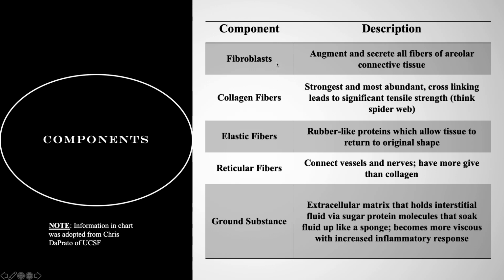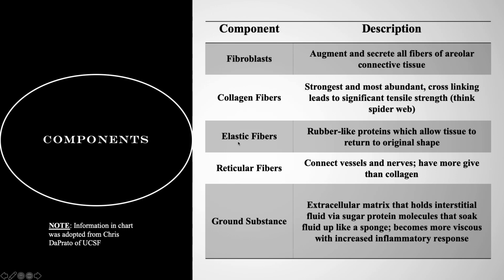So for fibroblasts, we're looking at building connective tissue, one of the quintessential structures in building connective tissue. Collagen fibers are a big one. This is really what makes or breaks the connective tissue. So we're thinking about cross-linking and tensile strength. This is where we can revert back to that spider web image.